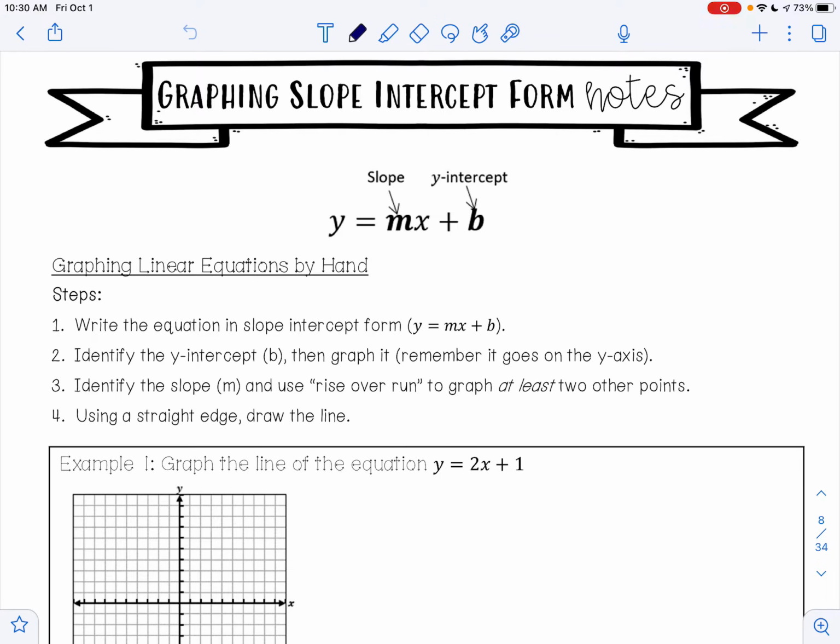Today we're going to be graphing lines in slope-intercept form. Slope-intercept form is y equals mx plus b. Remember that m represents your slope and b represents your y-intercept. The y-intercept is where the line crosses your y-axis. And so that's going to be really helpful to us when we're graphing these.